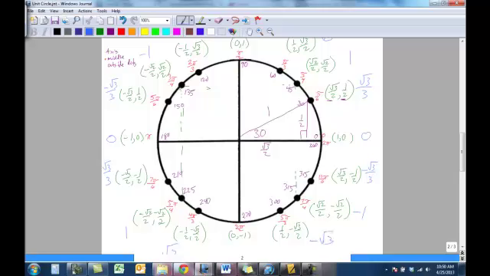So that's a little bit about the unit circle. Tomorrow in class, we'll talk about how to use this more.